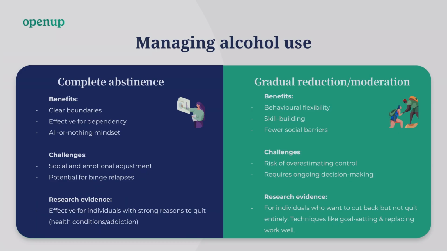On the other side, you have gradual reduction and moderation. This is slowing down slowly with alcohol consumption. The benefit is that you are flexible in your alcohol consumption, but you can also build skills over time, which are social skills, and you have fewer social barriers because you are still allowed to drink with friends and family, but fewer times during the week or month.